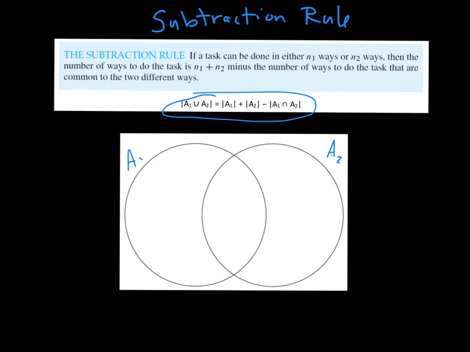It's the cardinality of the union of A1 and A2. This is what we're trying to count. It's equal to the cardinality of A1 plus the cardinality of A2 minus the cardinality of the intersection. So let's see why that has to be the case. I'm going to go ahead and color A1 red this time. So I'm going to count all of the ways to do this thing that are in A1. Drawing these red horizontal lines means I'm counting all of the elements of A1.